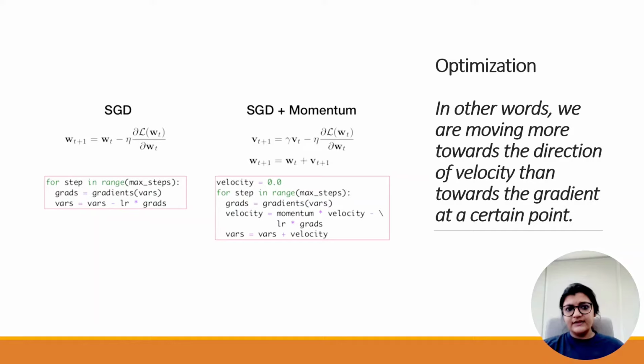The next way is gradient descent, as we are already familiar with that. In other words, what optimization generally means is that we are moving more towards the direction of velocity than towards the gradient at a certain point. Gradient descent is a fundamental optimization algorithm used to minimize the loss function. The idea behind it is that by iteratively adjusting the weights and biases of a neural network, gradient descent helps the model approach the optimal set of parameters for accurate prediction.